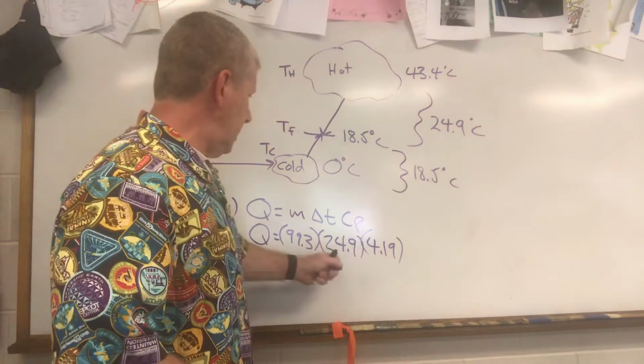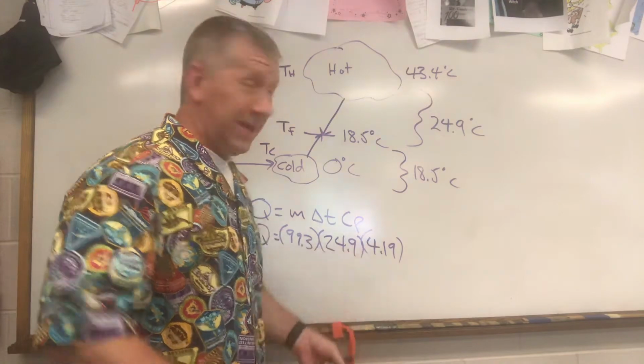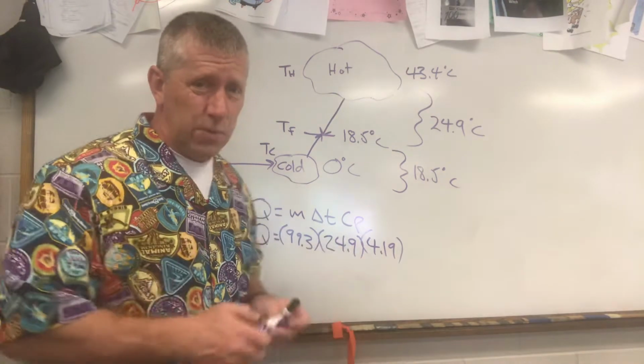Just kind of looking at it, it's like 100 times 2,400 times 4. It's going to be like 10,000. So it's going to be somewhere around 10,000 when you do that out.